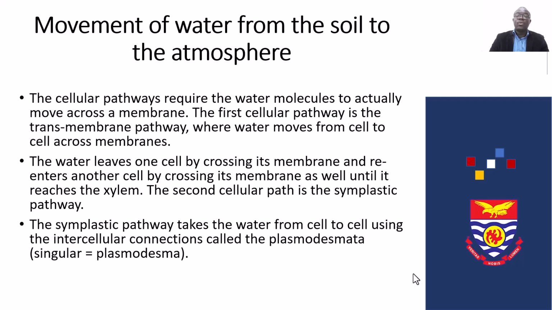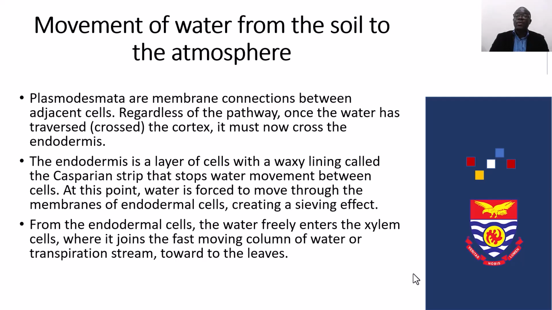The first cellular pathway is the transmembrane pathway, where water moves from cell to cell across membranes. The water leaves one cell by crossing its membrane and re-enters another cell by crossing its membrane as well, until it reaches the xylem. The second cellular pathway is the symplastic pathway. The symplastic pathway takes the water from cell to cell using the intercellular connections called the plasmodesmata, or plasmodesma, which is simpler. Plasmodesmata are membrane connections between adjacent cells, regardless of their pathway.